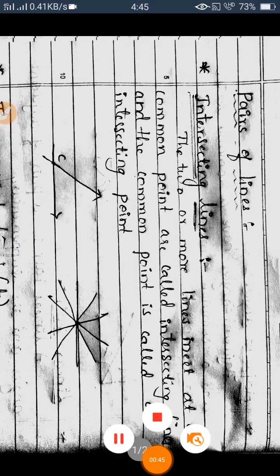That is intersecting lines. The word itself indicates intersecting. Lines that intersect, or cut, at a single point are called intersecting lines. So here are the examples.